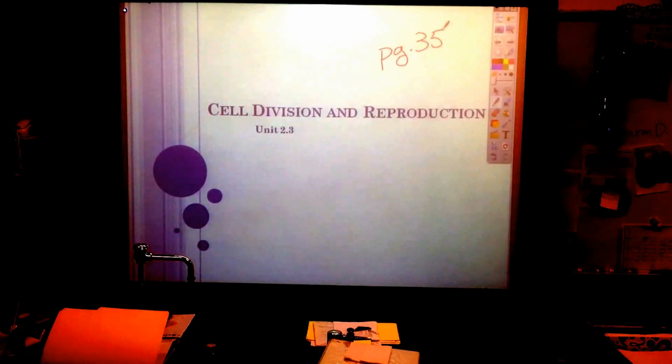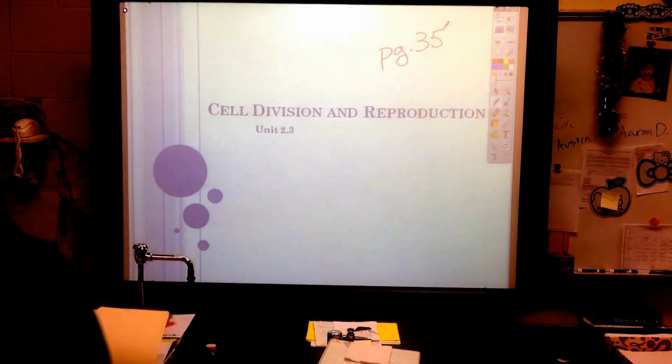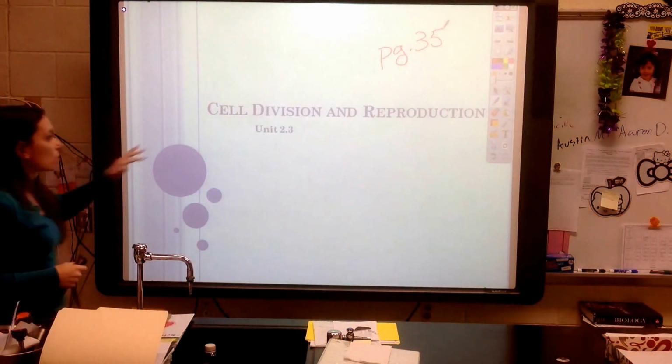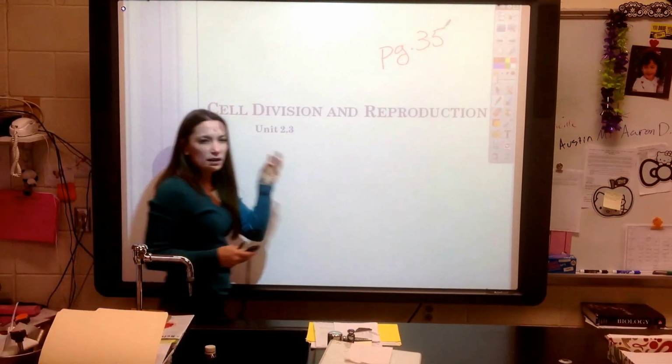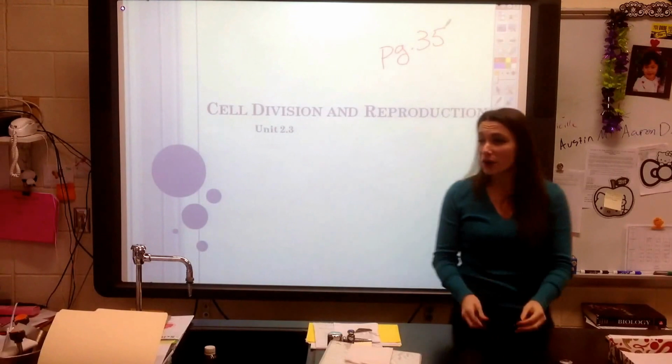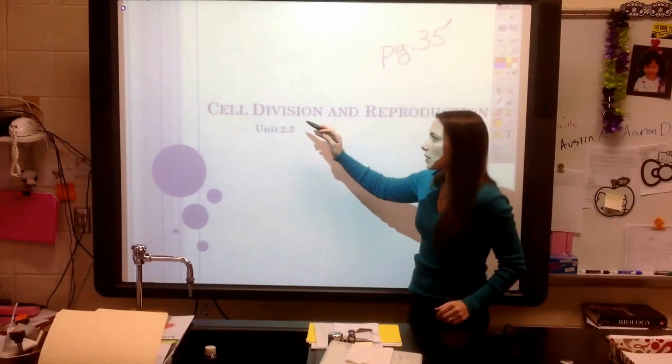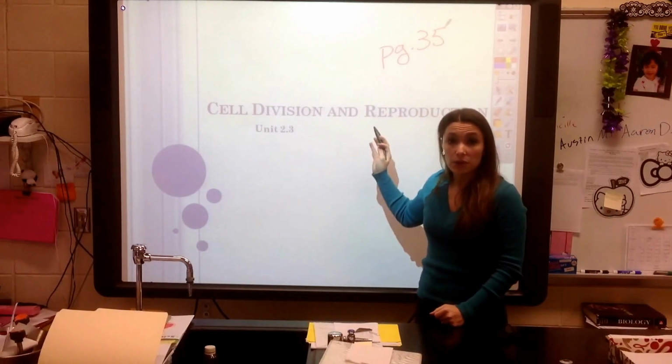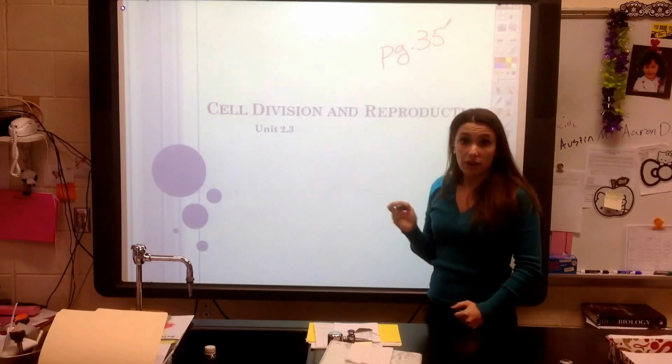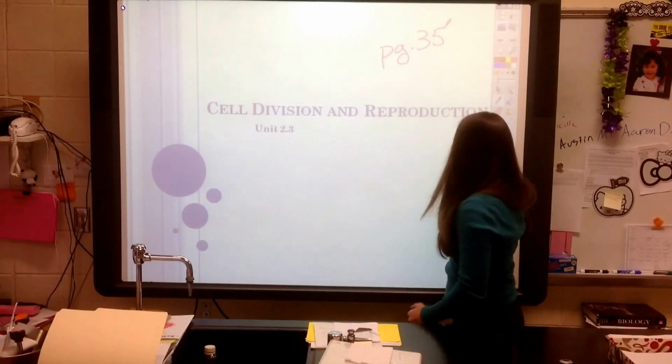So we're moving on to the last section of Unit 2. Unit 2 is all about cells. And what is a cell and how does a cell work? And so we're going to move on to talk about cell division and reproduction. It's on page 35, so make sure you're on page 35 in your notes.